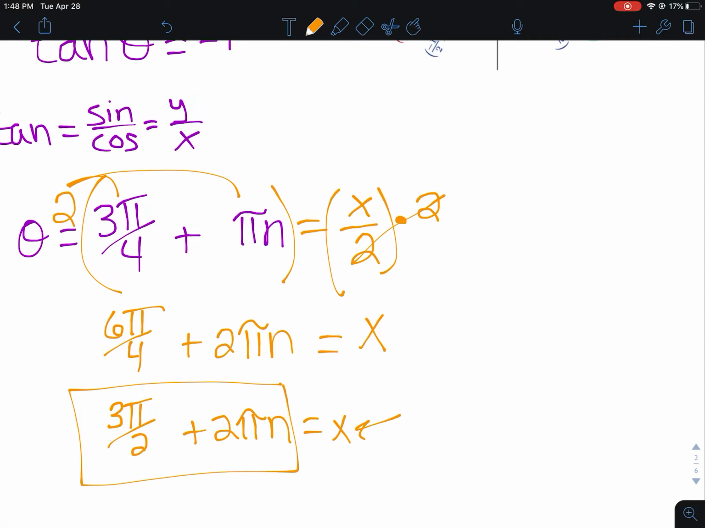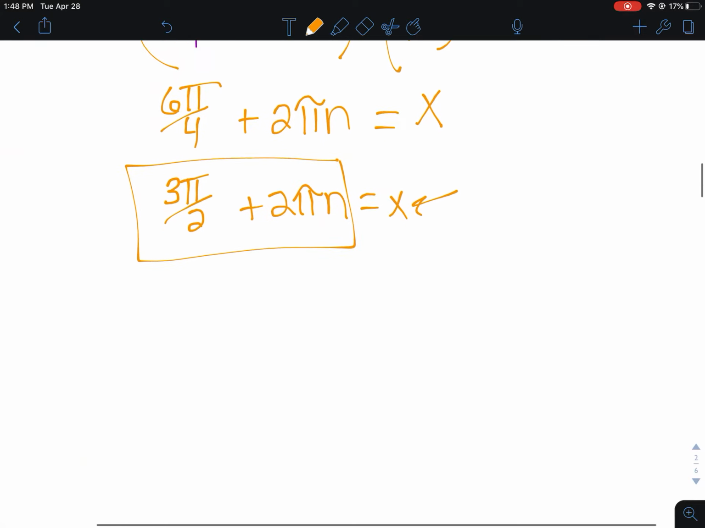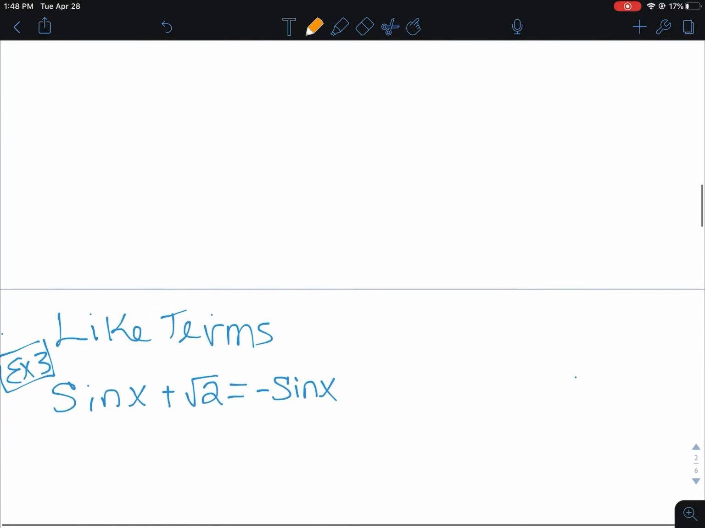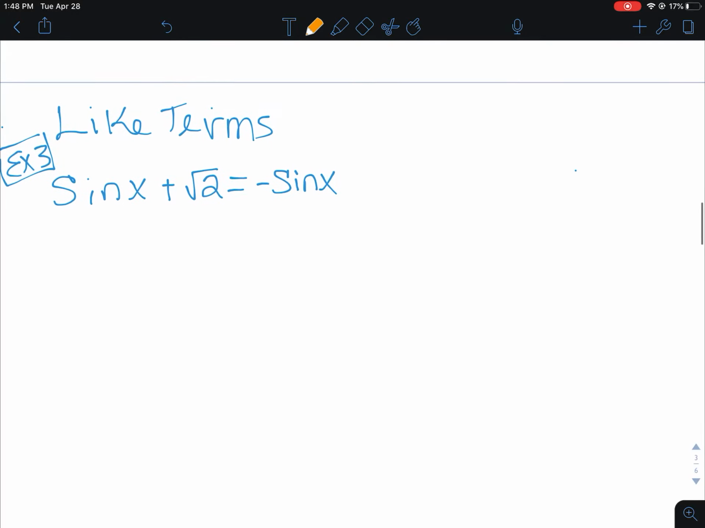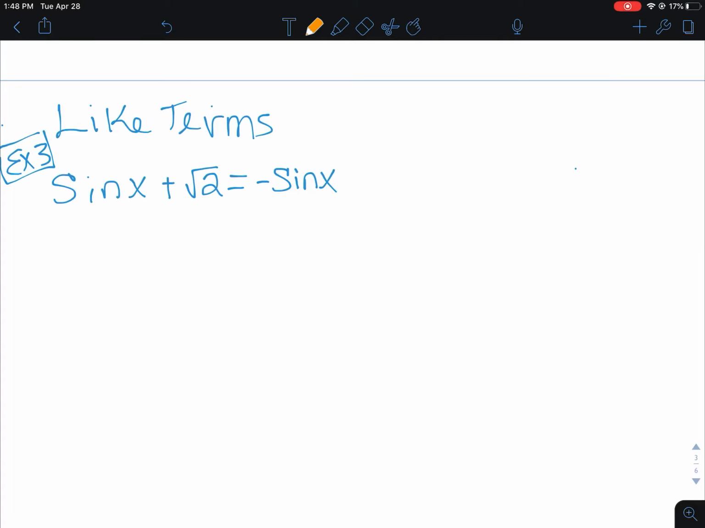So the first few problems I'm going to give you to practice have to deal with multiple angles. And then we're also going to look at some inverse stuff. And there's just one other thing I want to show you. We didn't talk about this a lot last time, but combining like terms. So let's say I gave you the equation a plus the square root of 2 is equal to negative a, right? And I asked you to solve for a.